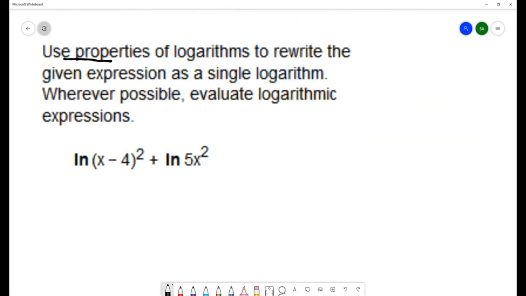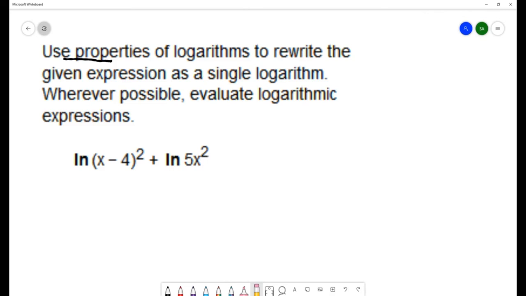Use the properties of logarithms to rewrite the given expression as a single logarithm. Whenever possible, evaluate the expressions. So we have natural log of (x minus 4) squared plus natural log of 5x squared.